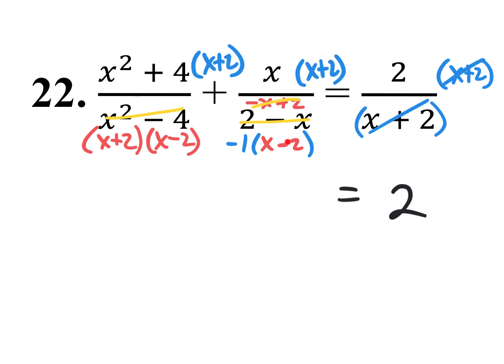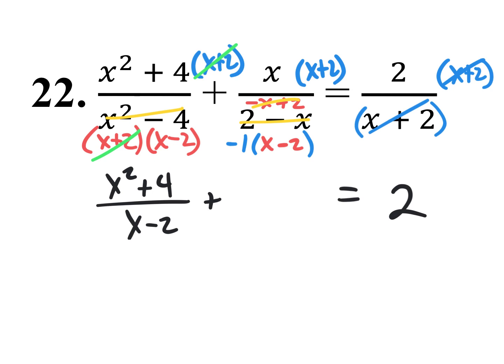And then this x plus 2 does not cancel with that x plus 2 because it's an x minus 2. But up here, this x plus 2 does cancel with that x plus 2. So that cancels with this. And what do we have left? We have x squared plus 4 up on top over x minus 2.